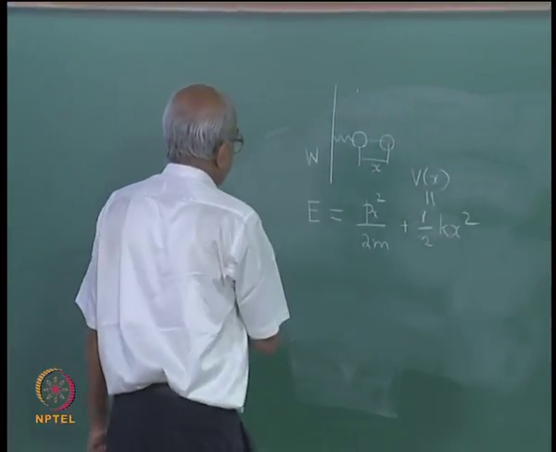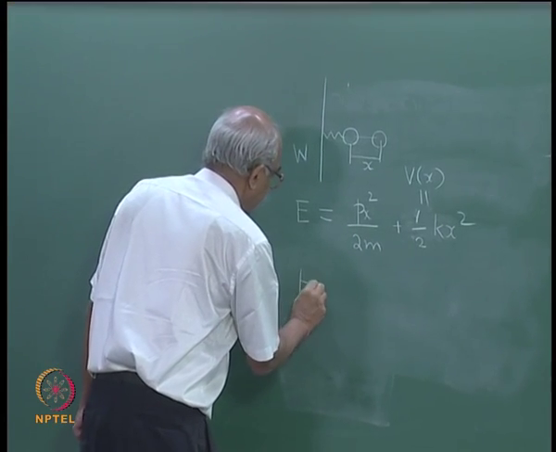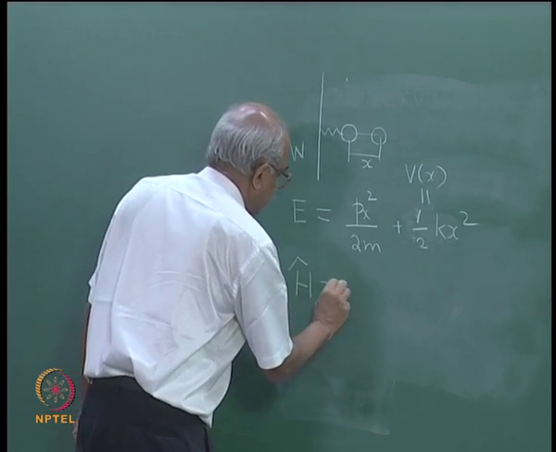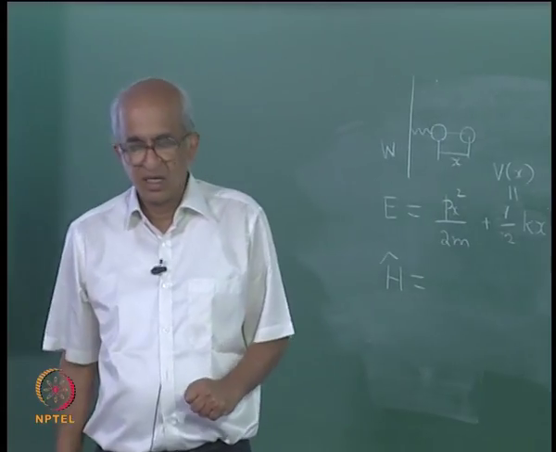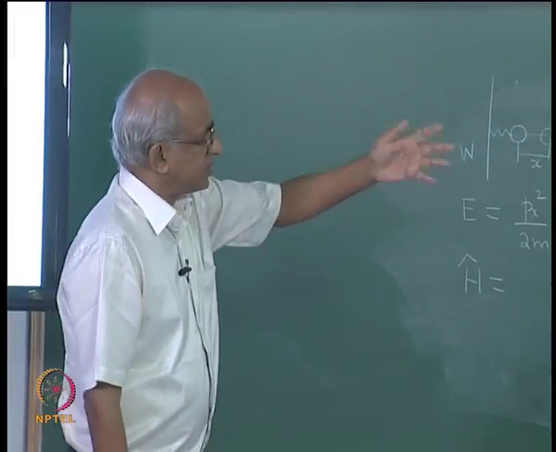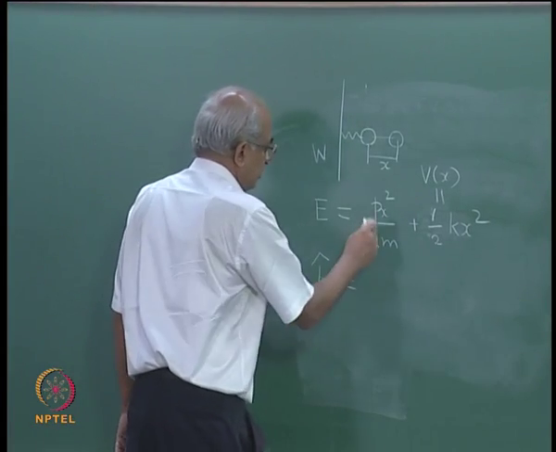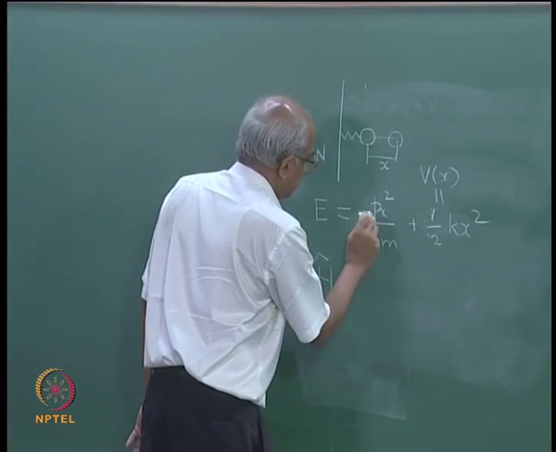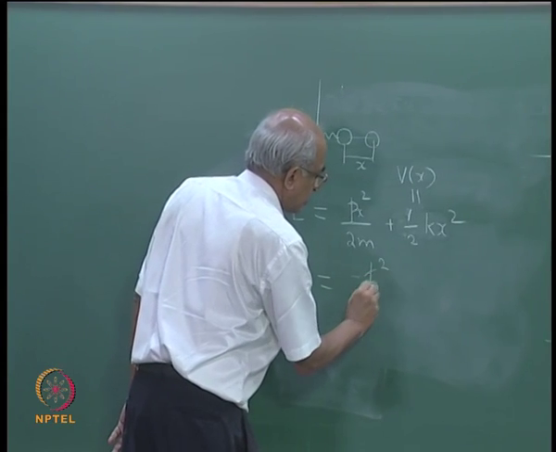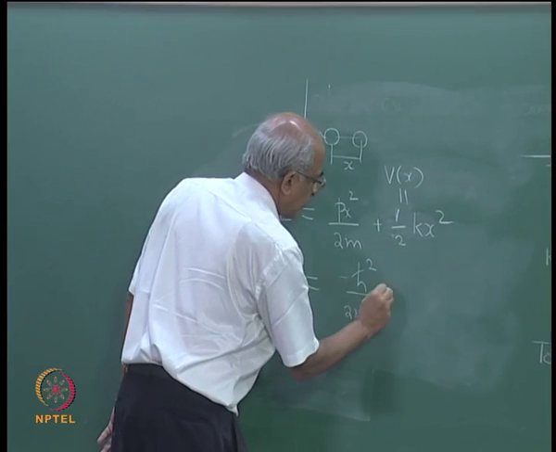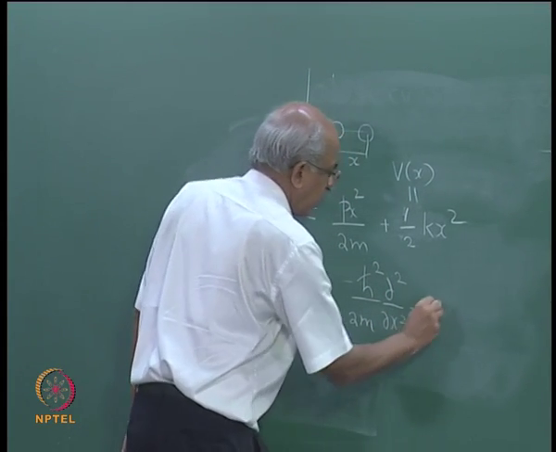So, if this is the total energy of the system, you can ask what is the corresponding operator. The corresponding operator will be denoted by the symbol H. And if I follow the prescription that we saw in the previous postulate, this is going to be given by minus h cross square by 2m dou square upon dou x square plus half k x square.